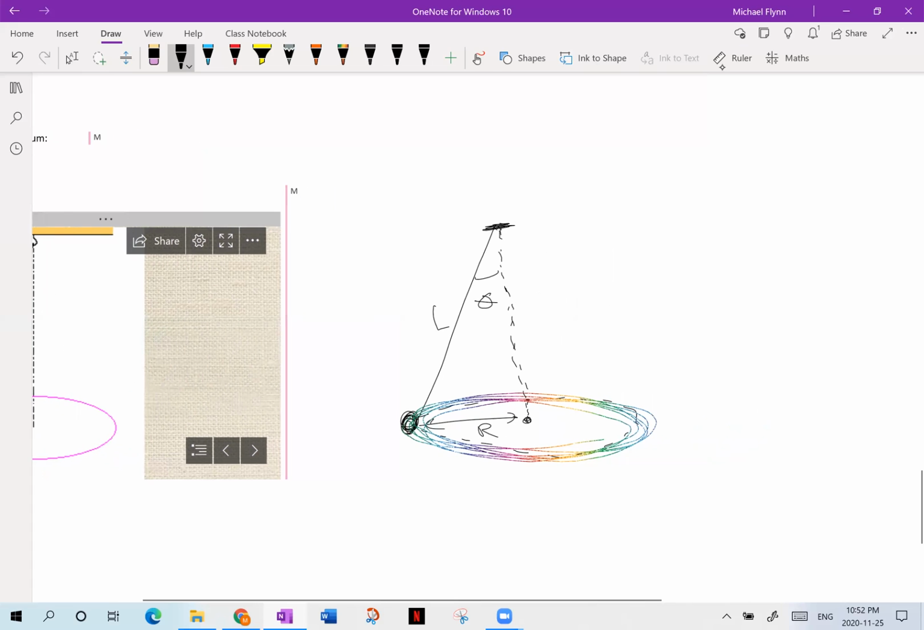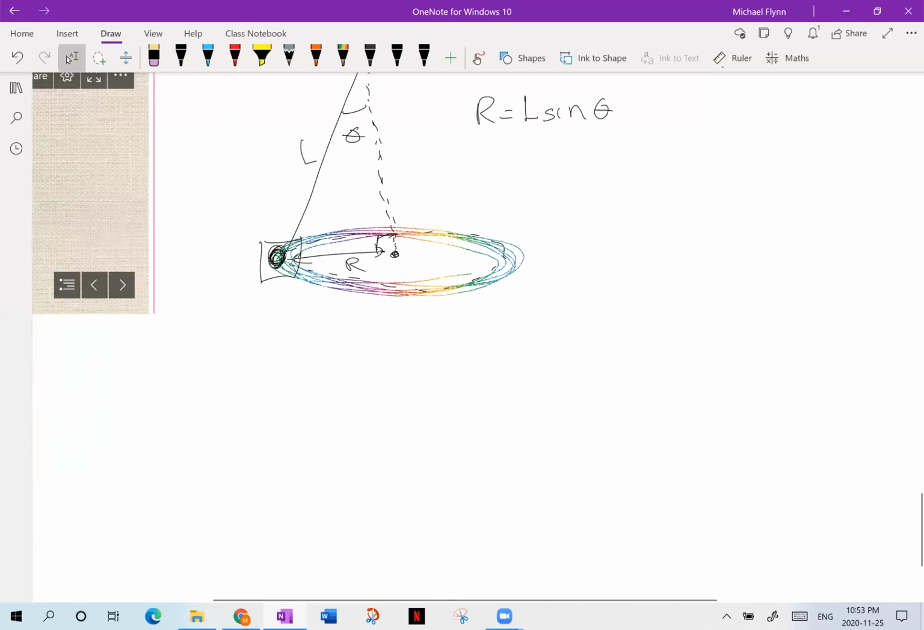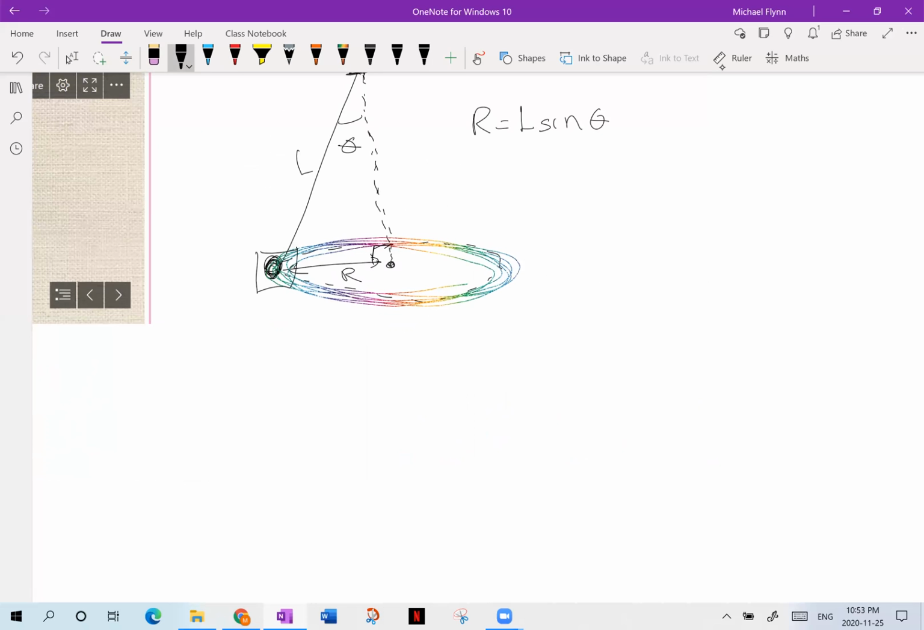I just want to point something out. In this right angle triangle, R will equal L sine theta, because L is the hypotenuse of this little triangle here, and R is the opposite side. I just want to point that out to you. And let's take a look at the free body diagram of this object right here. So once again, it's a free body diagram thing. So here's how you do a conical pendulum.